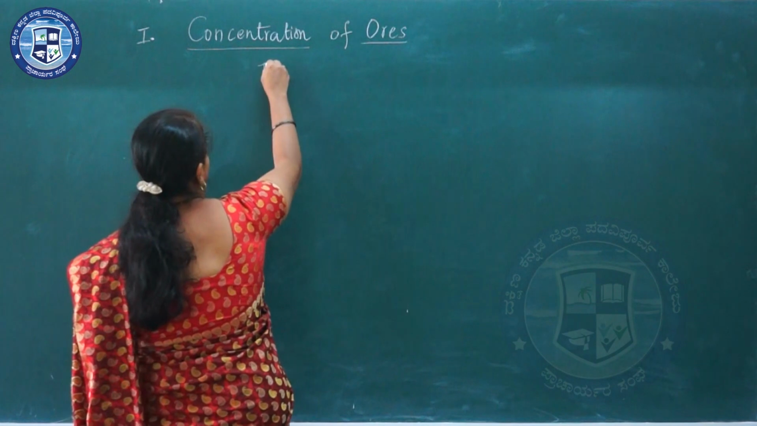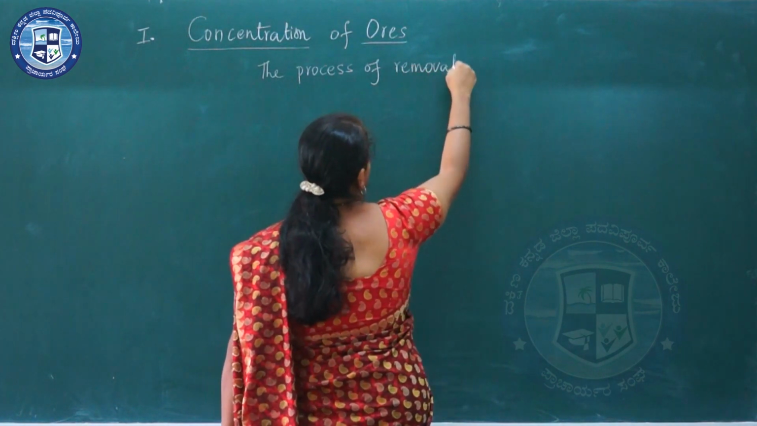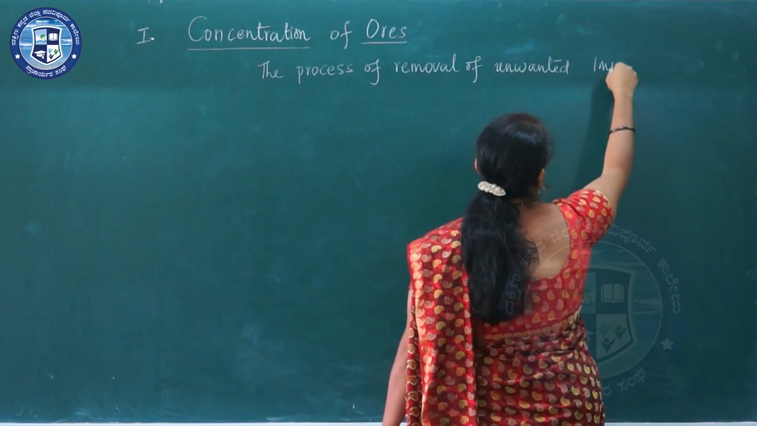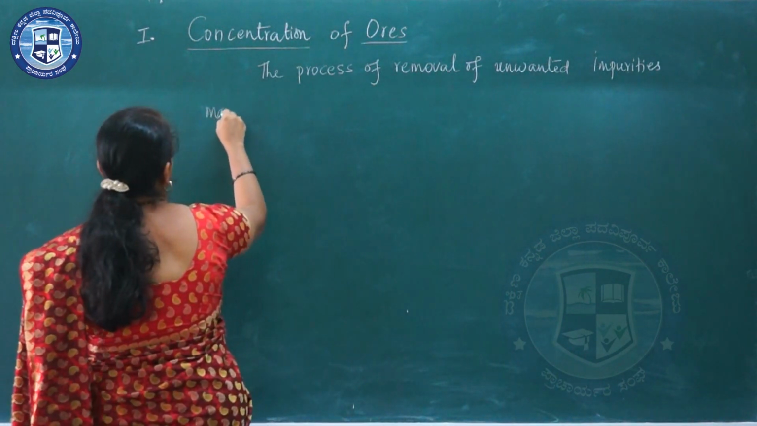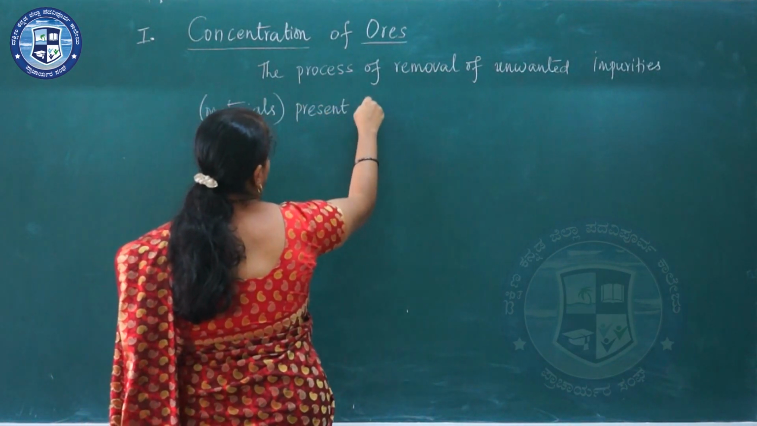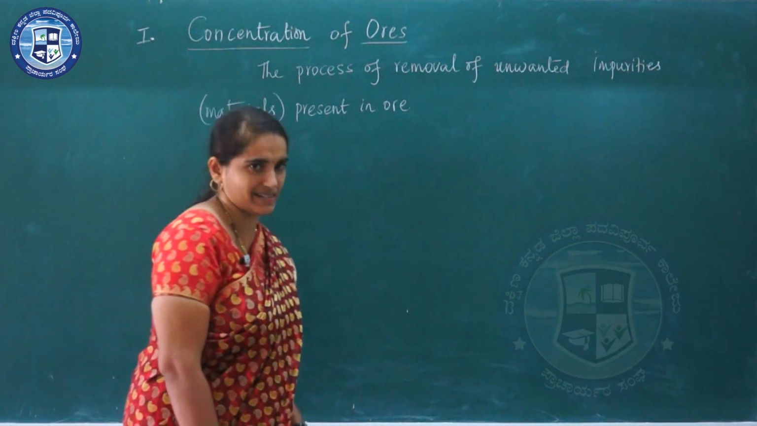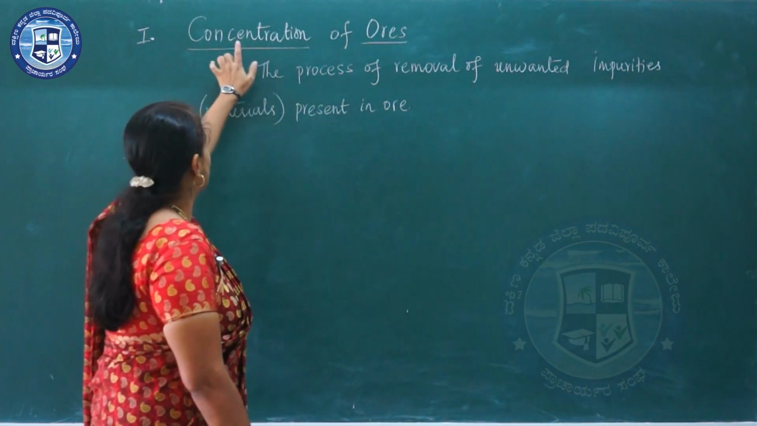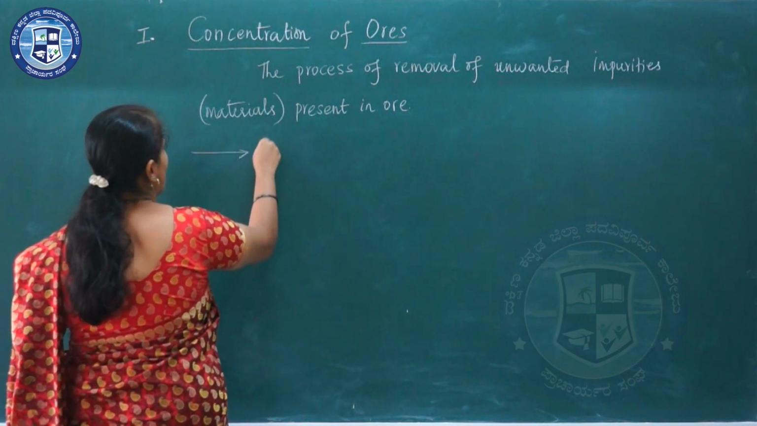Okay. So concentration is the process of removal of unwanted impurities or materials present in the ore. Those impurities, as I have already said, may be sand, mud, clay, stone, etc. We have to remove all those impurities, whatever we don't want in that particular ore, and that process is called concentration. This concentration of ores can also be called benefaction.